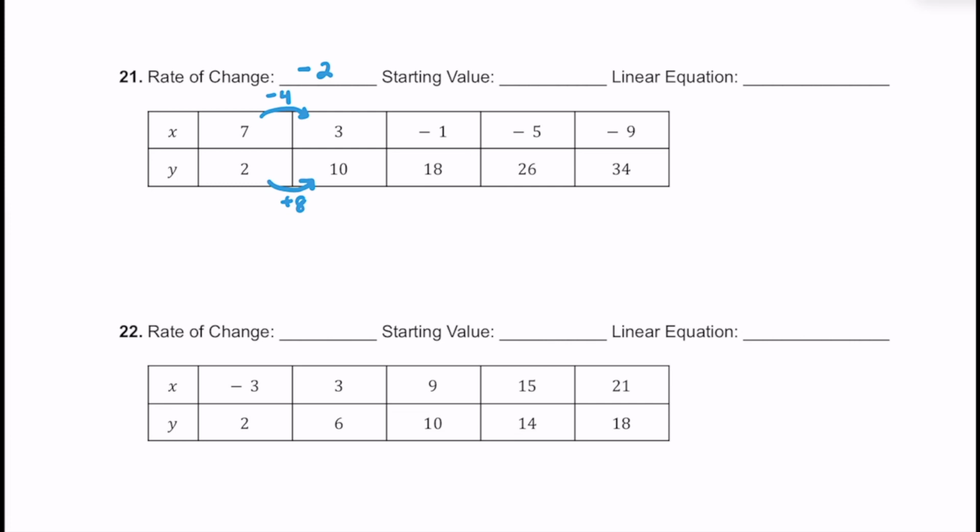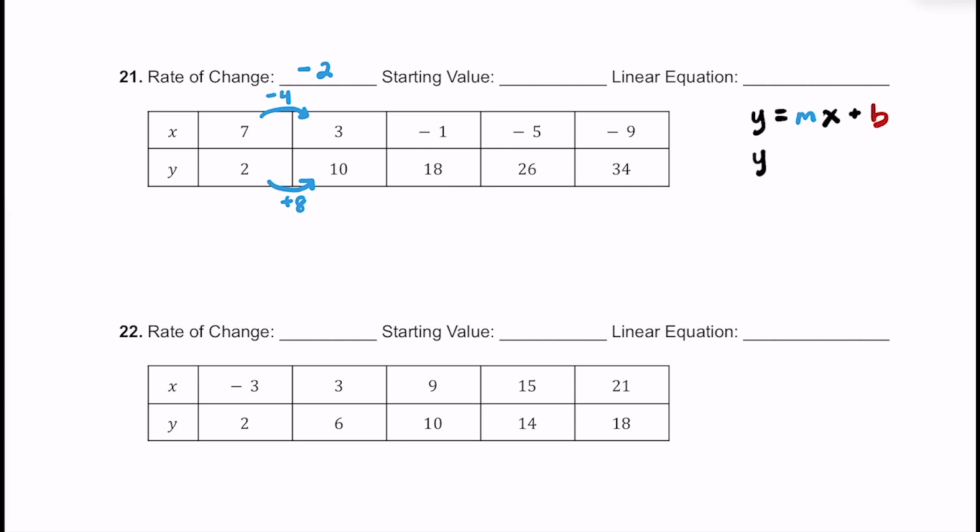Now the starting value is gonna be tricky here because we're looking for when x is 0. That's what we kind of looked for in the last couple problems. But look how these numbers here skip over 0, and it doesn't look like we can find a nice number to get there. And so that's gonna make this a little bit trickier. So here's what I recommend doing if that's the case. We know that the linear equation is supposed to be y is equal to the rate of change, or m, multiplied by x, plus whatever the starting value is, or plus what b is.